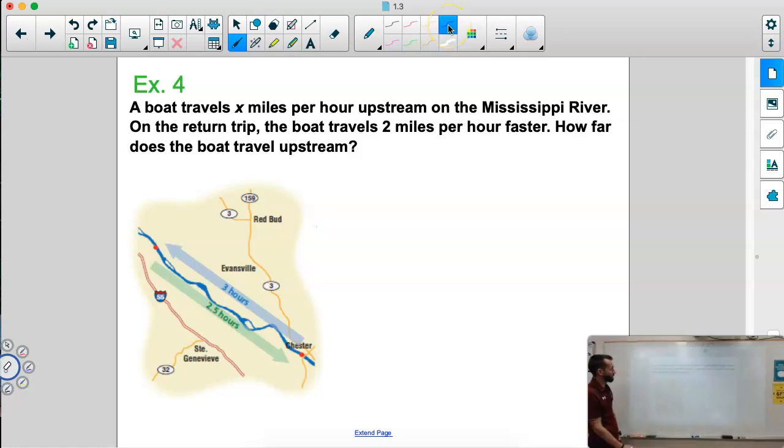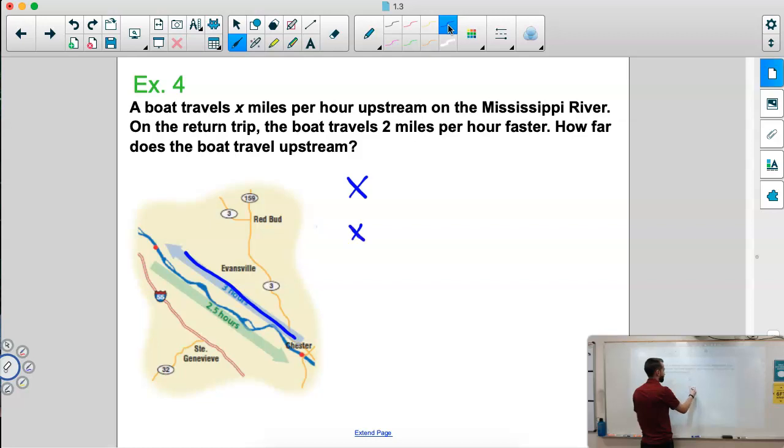So a boat travels x miles per hour upstream the Mississippi River. Okay. Upstream. And on the return trip, it travels 2 miles per hour faster. So it goes upstream x and downstream x plus 2. How far does the boat travel upstream? Okay, how far? Well, here's the deal.